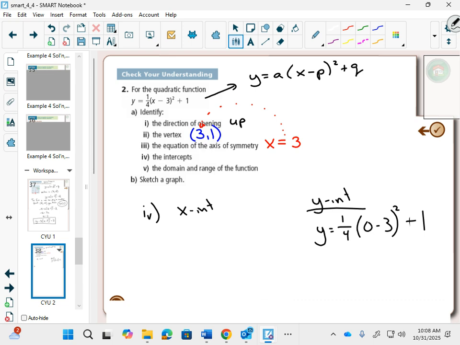Now I've got order of operations. Negative 3 squared will be 9. 9 times a quarter will be 9 over 4 plus 1. Get a common denominator of 4 over 4. My y-intercept is 13 over 4.